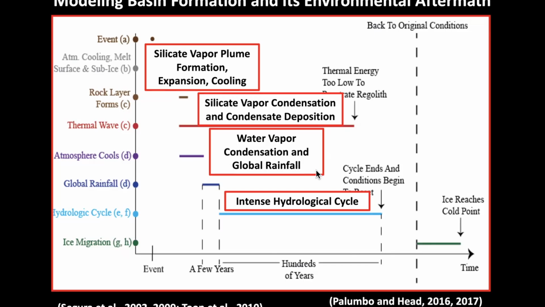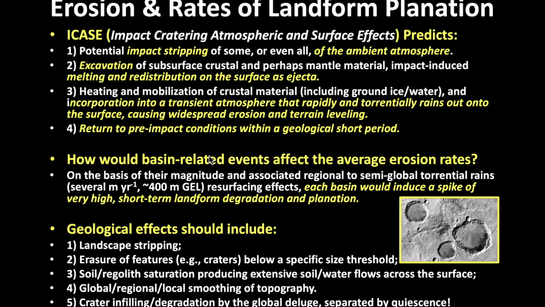And the implications are incredible. We call this the impact cratering atmosphere and surface effects model. Impact stripping, we went through these 5 things here, but the key point is how the basin-related events would affect the average erosion rates. These global torrential rains would be several meters a year and involve about a 400 meter global equivalent layer of resurfacing effects. And each basin would induce a spike of very high short-term landform degradation and planation.